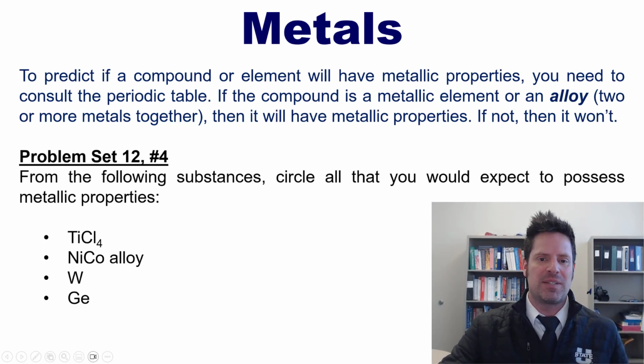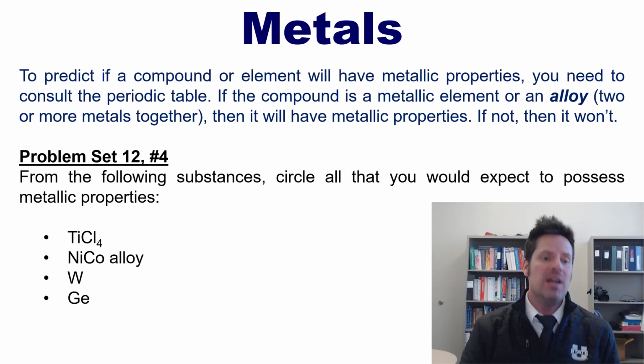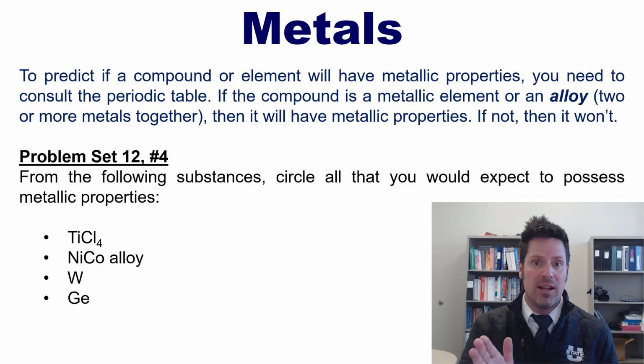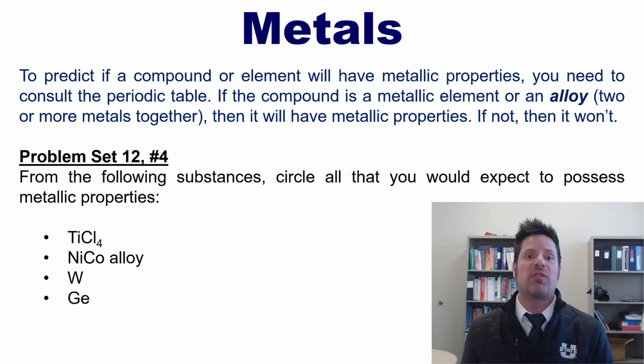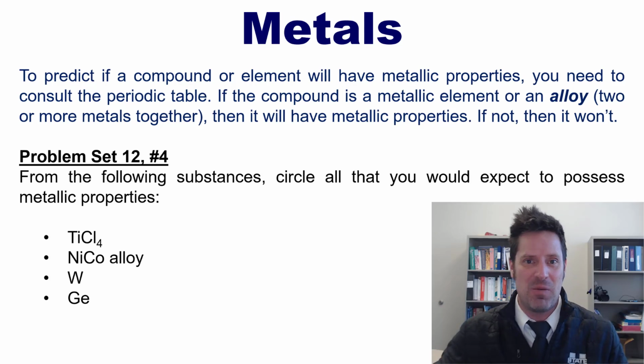That takes us to a beautiful sample problem. From the following substances, please circle all the ones that you would expect to have metallic properties. Now, as a hint, any substances or formulas here that contain nonmetals or metalloids do not have metallic properties. We're looking for the ones that are metals and only metals. All right? I'll let you tackle that one on your own.